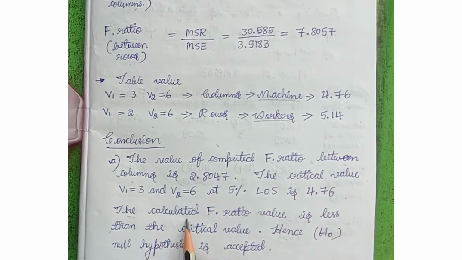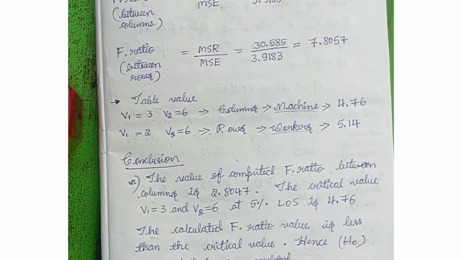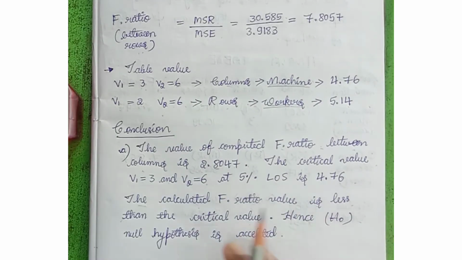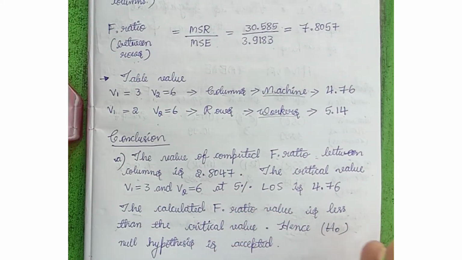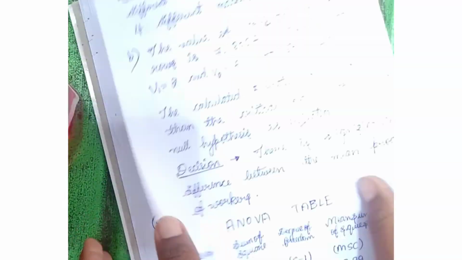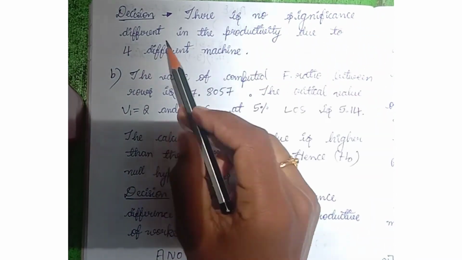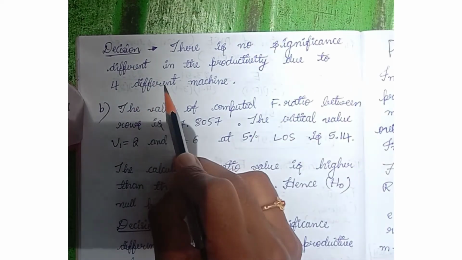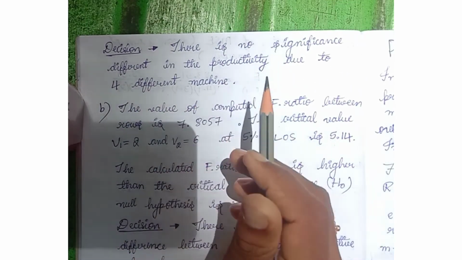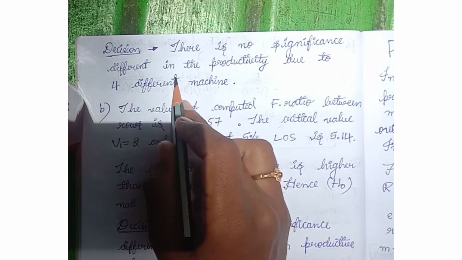So comparing these, the calculated F ratio value is less than the critical value, hence the null hypothesis is accepted. When the F ratio is less than the critical value, we accept the null hypothesis. Next we have to write the decision. The decision is: there is no significant difference in the productivity due to the 4 different machines. When we accept the null hypothesis, the decision is written the same as the hypothesis we framed.